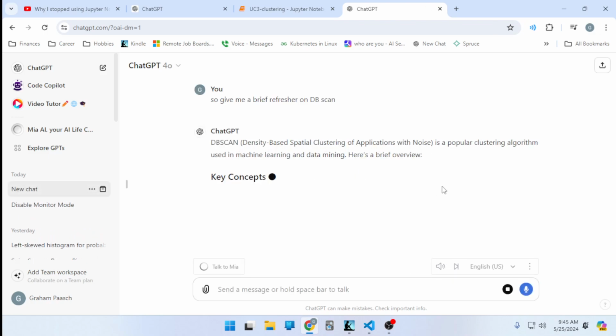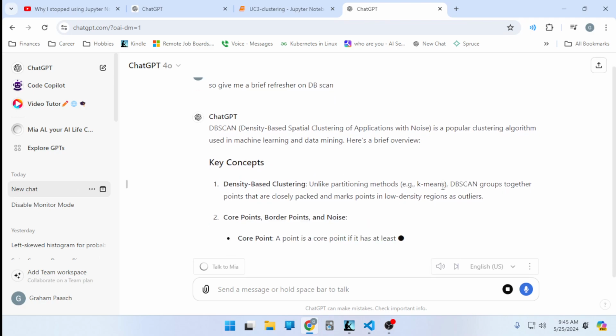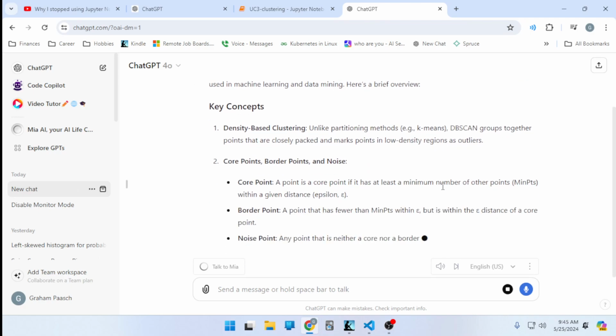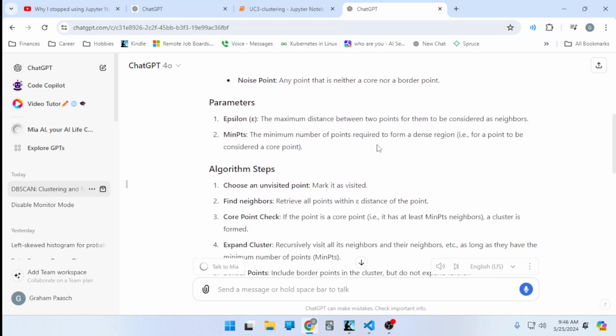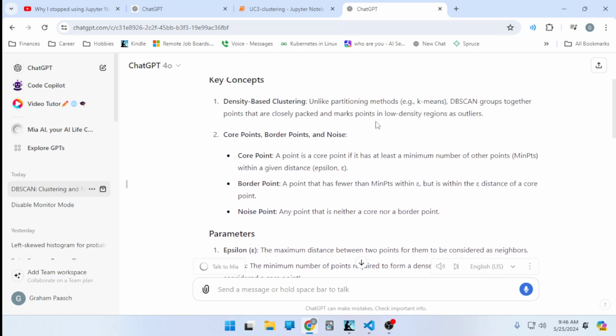dbScan, density-based spatial clustering of applications with noise, is a popular clustering algorithm used in machine learning and data mining. Here's a brief overview. Key concepts: density-based clustering. Unlike partitioning methods, e.g., k-means, dbScan groups together points that are closely packed and marks points in low-density regions as outliers. Core points, border points, and noise. Core point: a point is a core point if it has at least a minimum number of other points, min-pts, within a given distance, epsilon. Border point: a point that has fewer than min-pts within epsilon, but is within the epsilon distance of a core point. Noise point: any point that is neither a core nor a border point.